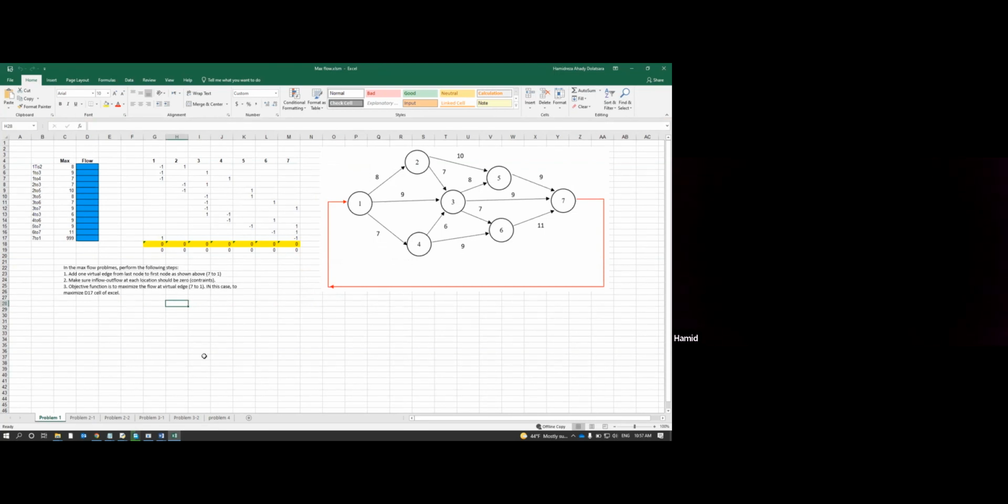Okay, in this problem, we add an imaginary link from 7 to 1. If you connect 7 to 1, now you have a loop. Instead of saying that I want to maximize flow from 1 to 7, at the same time we can say I want to maximize flow from 7 to 1. Since it's flow, if you maximize the upper branch, it's equivalent to maximizing the lower branch. So our objective function should be much easier now.